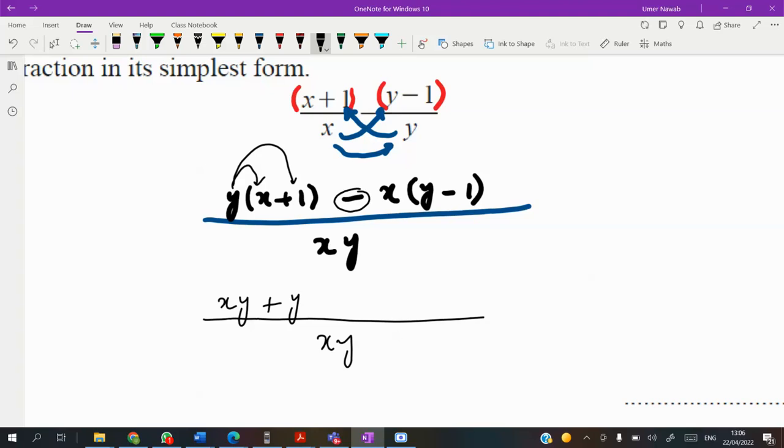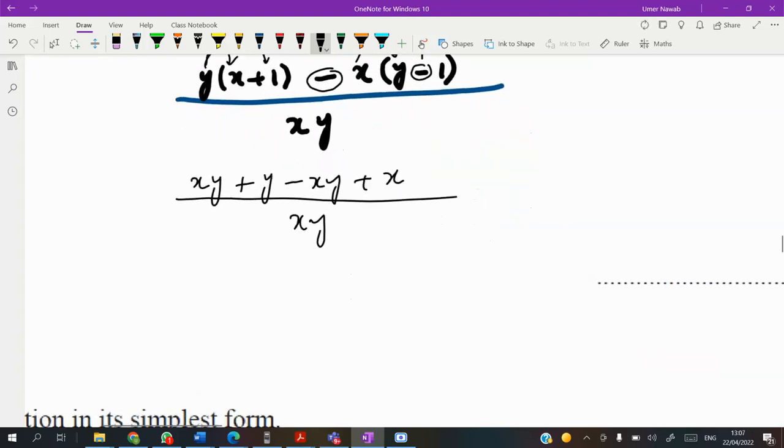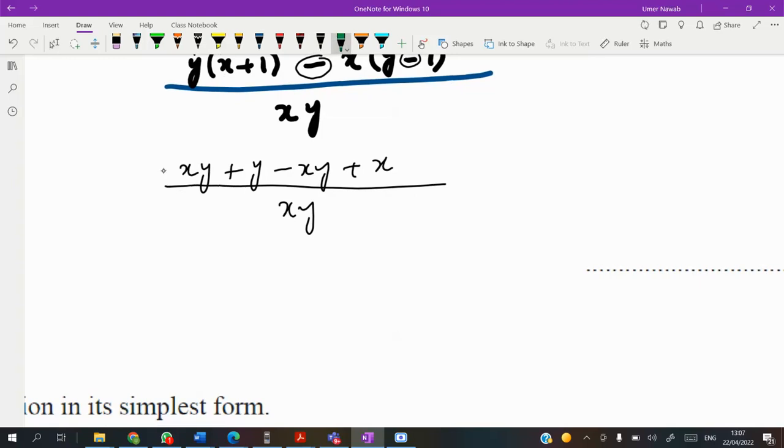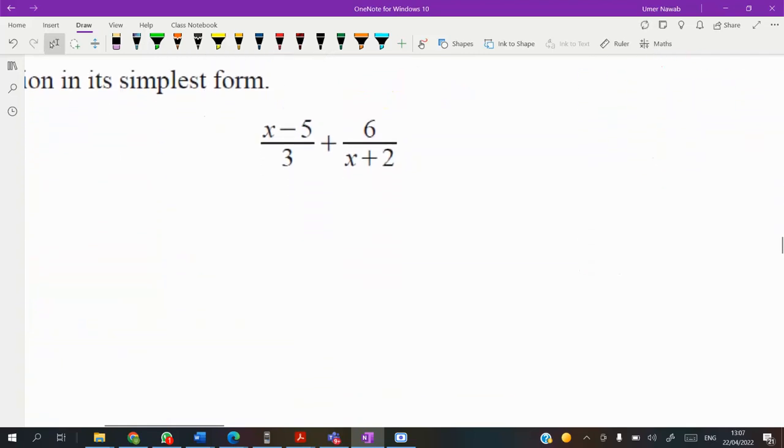Be careful, outside we have a minus sign, so this minus changes to plus. Now multiply x with y, it's minus xy and plus x. Since we have two values the same with opposite signs, we will cancel them. In the numerator, we have y and x, two unlike terms. We will write them in the numerator divided by xy. That's the final answer. Next question.